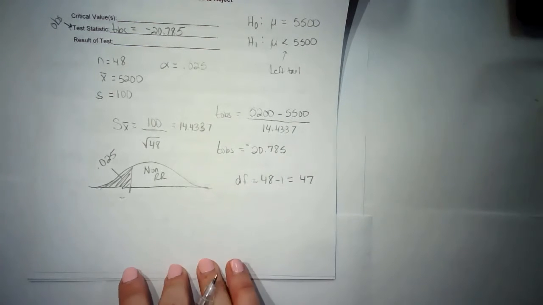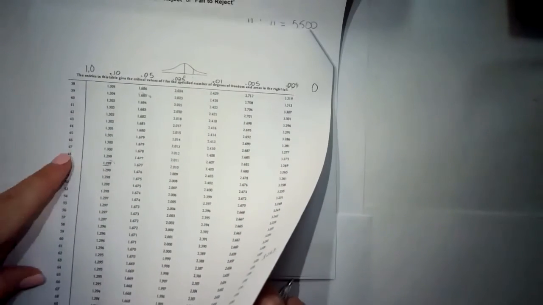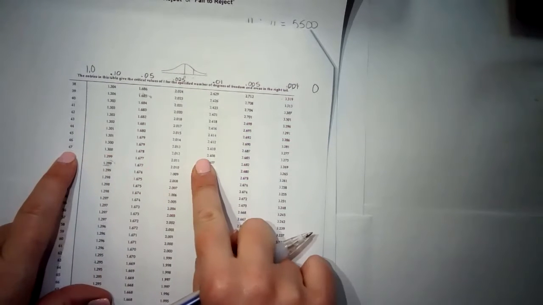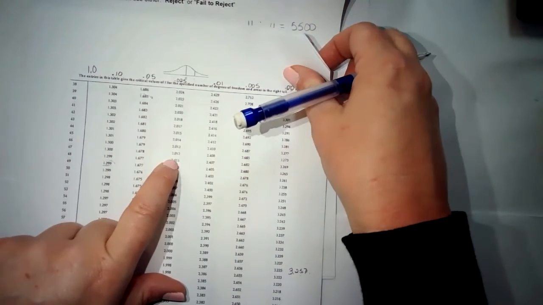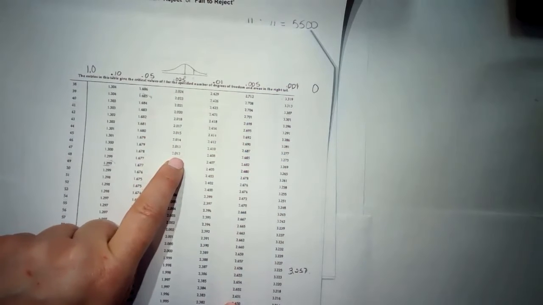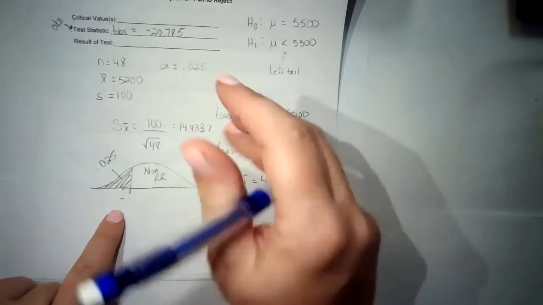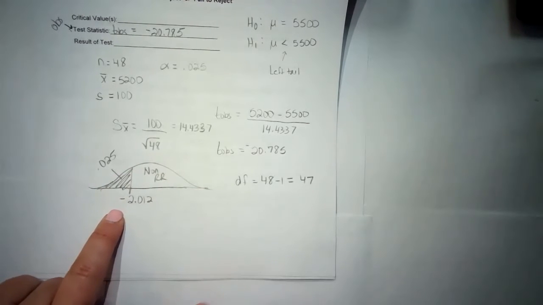Back page. Remember, I have these little packets available out there. I'm going to find 47, that's my row. My alpha is 0.025, and I go straight across and see 2.012. Now, there are no negative values on here. You have to create the negative values. Should our critical value be negative? Sure, because it's a left-tailed test. If it's left-tailed, it's negative. If it's right-tailed, it's positive.